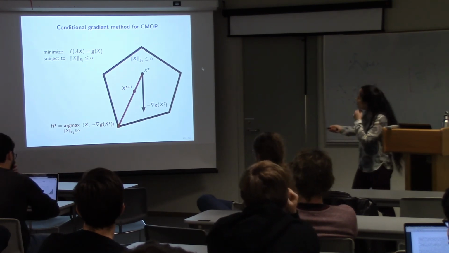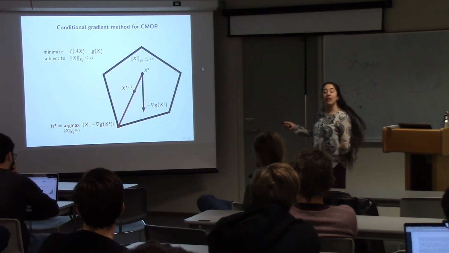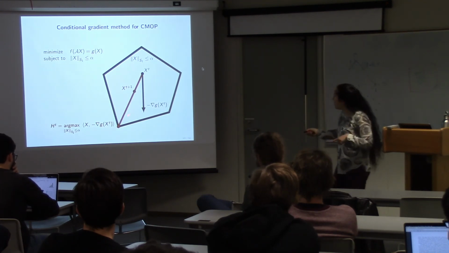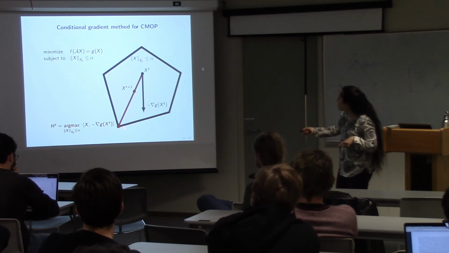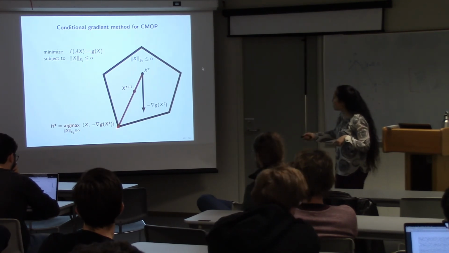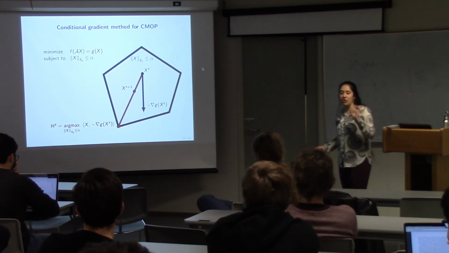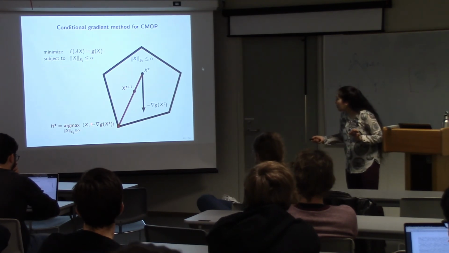But you can still picture this. It turns out the conditional gradient method is still easy to run because the minimum of a linear function over this constraint ball, you can actually find just using the top eigenvector of the gradient.